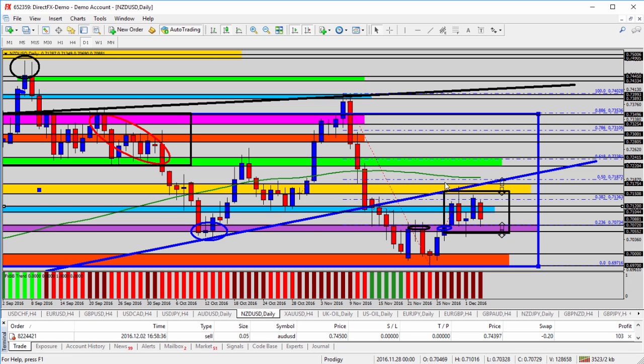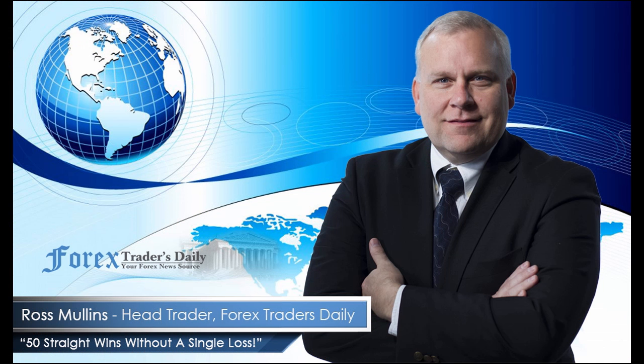Remember that 100 period moving average blue trend line. We're under it. That gives us some downside expectation. So selling the yellow zone under the purple zone is still my preferred direction. The only reason I would start buying this is a break above the yellow shaded area here for the New Zealand dollar this week.